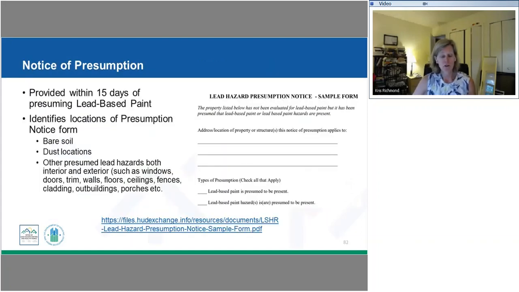Okay, so if you are doing presumption, there is a notice of presumption that needs to be provided to the owner and the tenants. This needs to be provided within 15 days of you making that decision that you are presuming that lead-based paint is there. And so you're going to identify the different locations of where you're presuming the lead is. This includes your soil, dust locations, as well as other hazards, interior and exterior. We have a sample here. This is part of our toolkit.